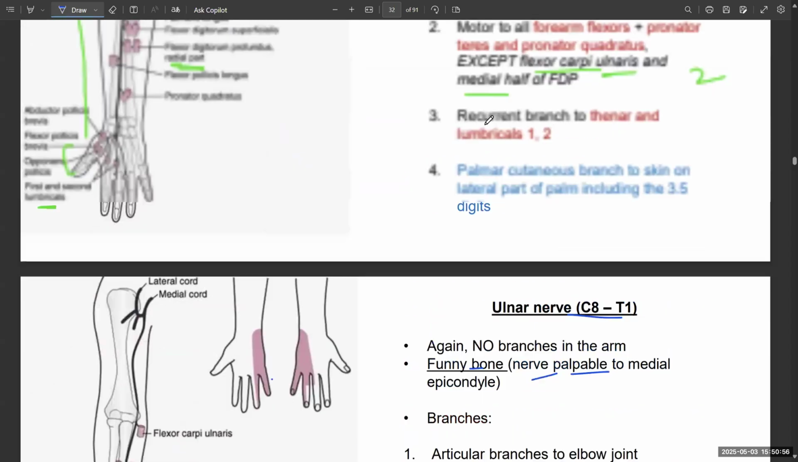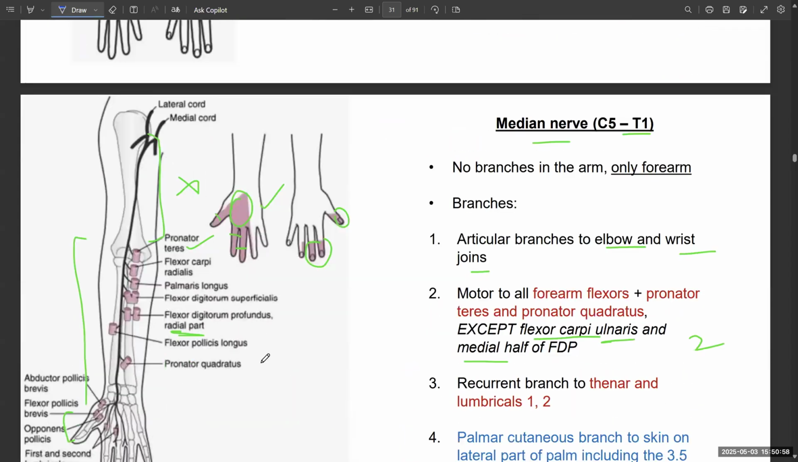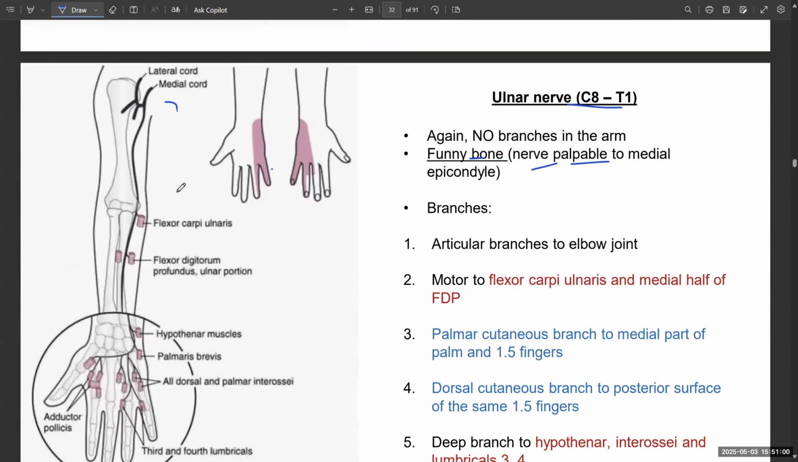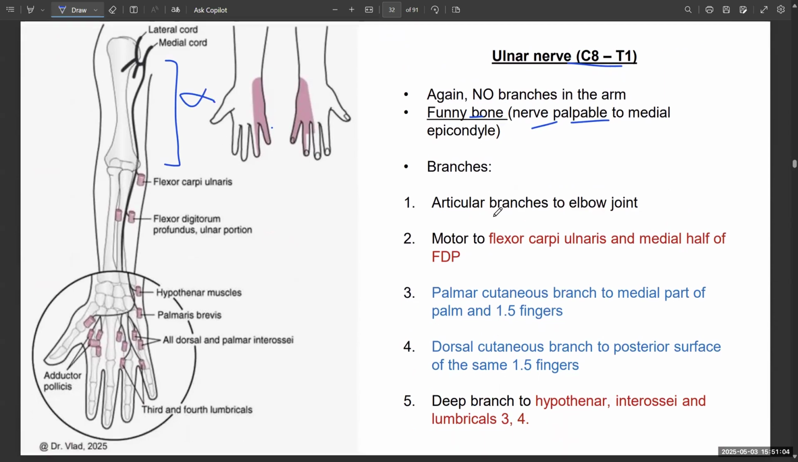Again, just like the median nerve, there are no branches in the arm. None. However, there are branches in the forearm and the hand. So we have articular branches to the elbow joints. We talked about this. For the median nerve, it was elbow and wrist. For here, it's only elbow.